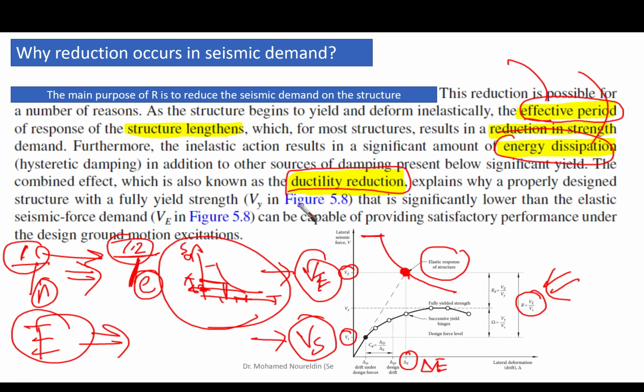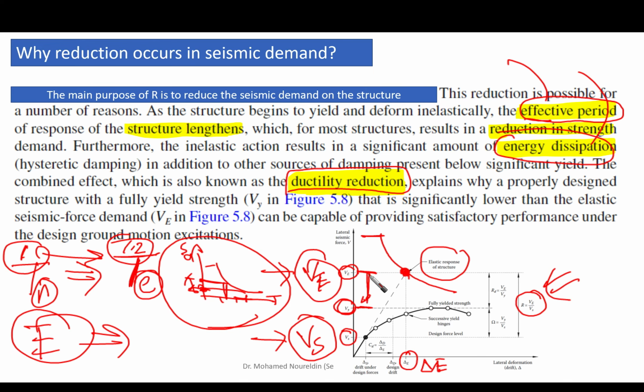We combine them, and the ductility reduction concept explains why a properly designed structure with fully yield strength, V yield, which is here, is significantly lower than the elastic seismic force VE. That's right, this is VE here, and this is V yield. This is the theoretical elastic behavior base shear. This is the fully yield nonlinear behavior base shear, which can be capable of providing satisfactory performance under the design ground motion excitation. So now you understand why this reduction.